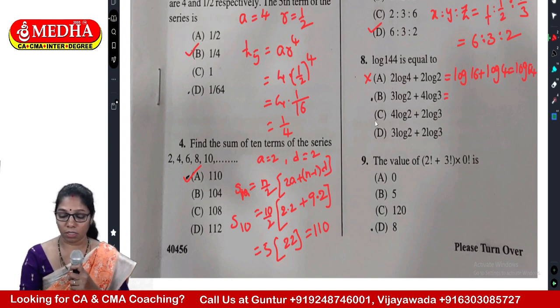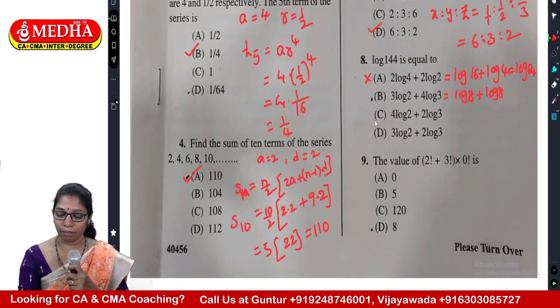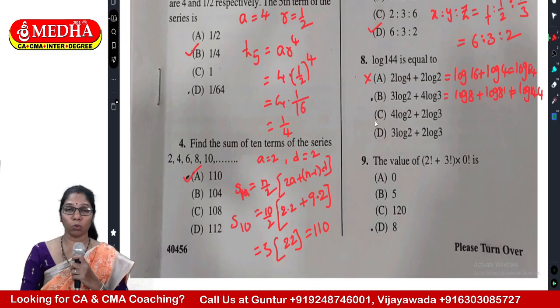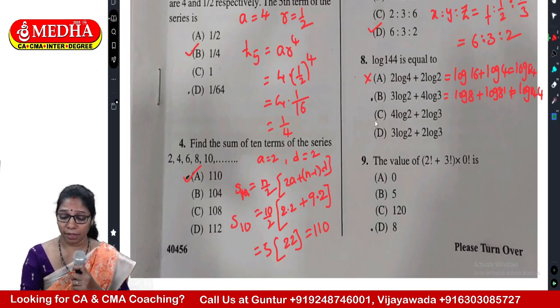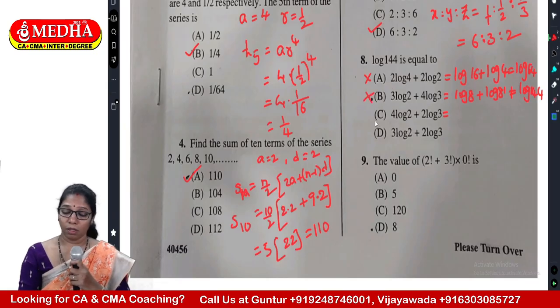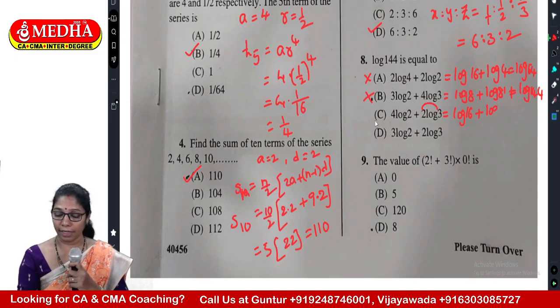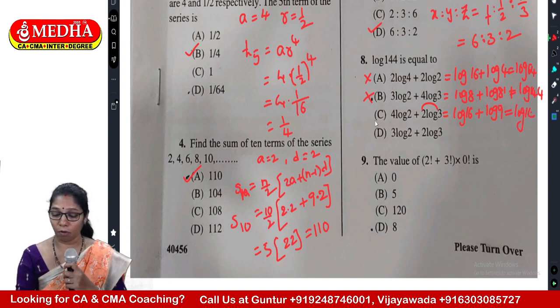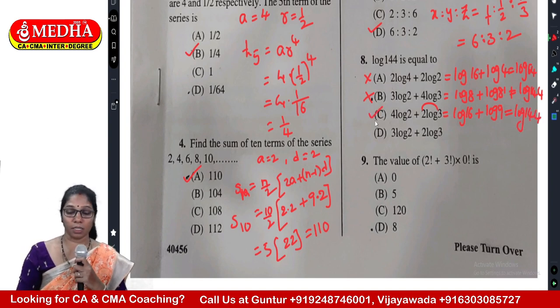Next, option B is 2 power 3, that is log 8, plus log 81. This is also not equal to log 144. 8 into 81 is 648, which is not equal to 144. Next, option C: log 2 power 4 is 16 and log 3 square is 9. log 16 plus log 9, since log A plus log B is log AB, is log of 16 into 9, which is 144. So option C is the right one.